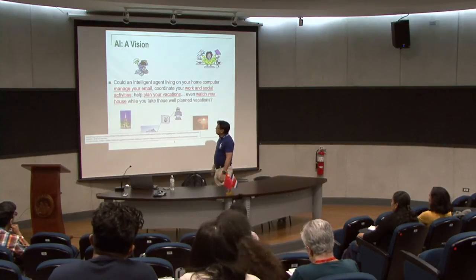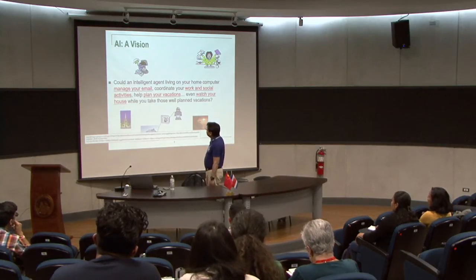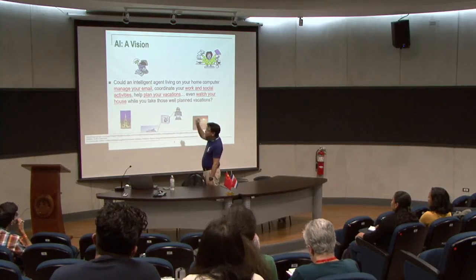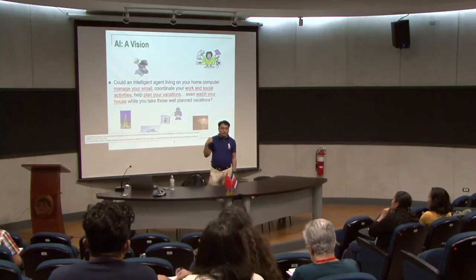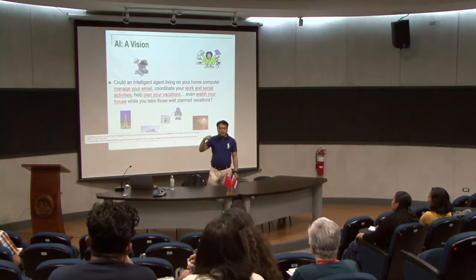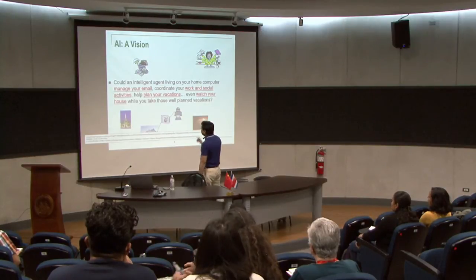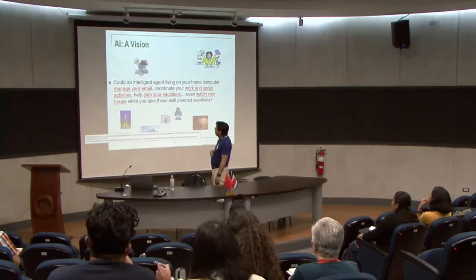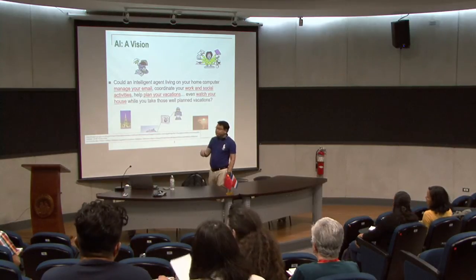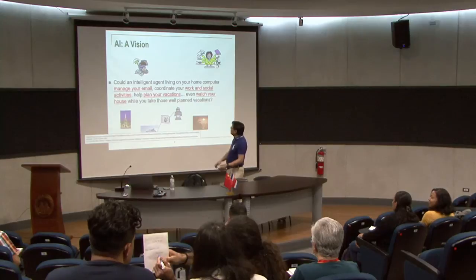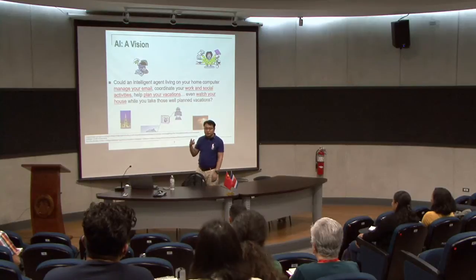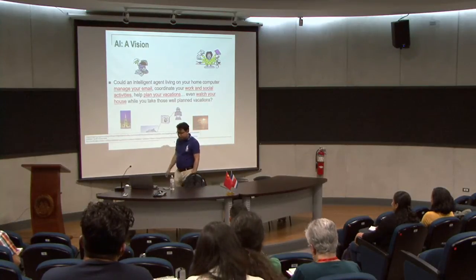You can imagine an intelligent agent as a robot. If an intelligent robot lived in your home and a computer managed your email, coordinated your work and social activities, helped plan your vacations, and even watched your house. So this is the image of what we think AI is.